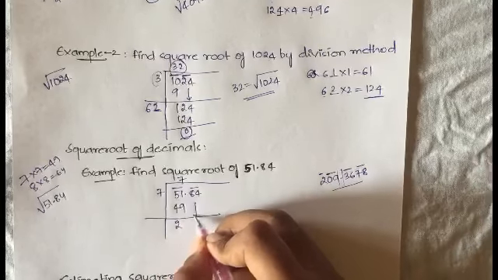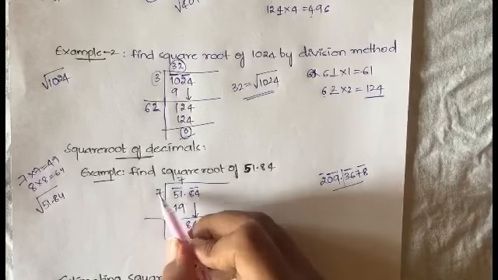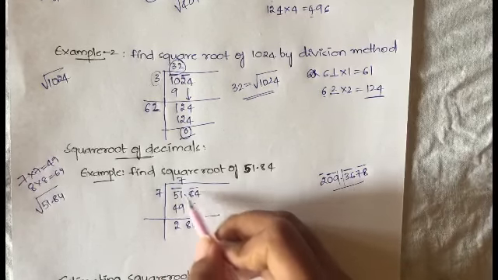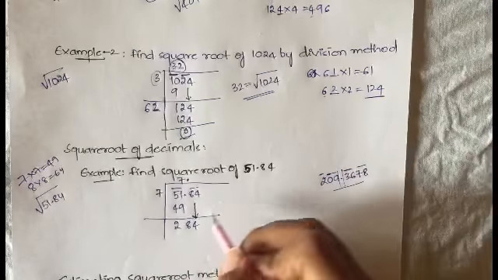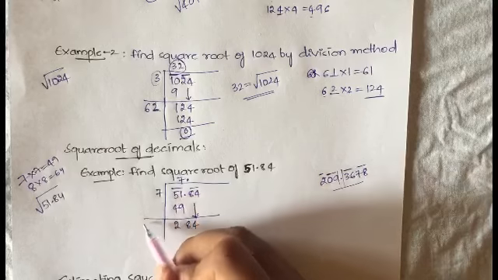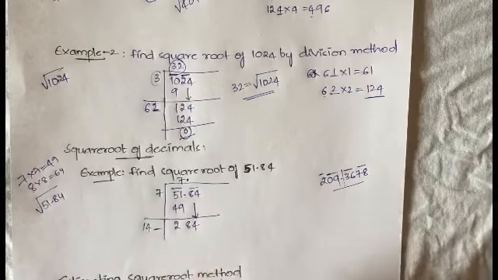You have to bring this 84 down. As you are bringing this bar down, this is after the decimal, so you have to put a point here. So 284. What is the double of 7? 14. You have to multiply 14 by something in order to get to 284.